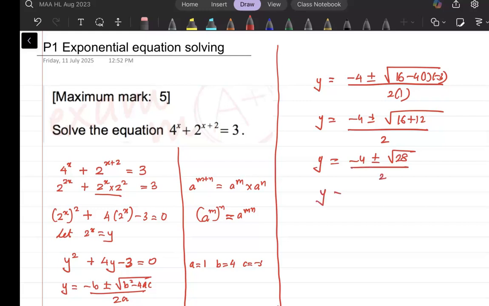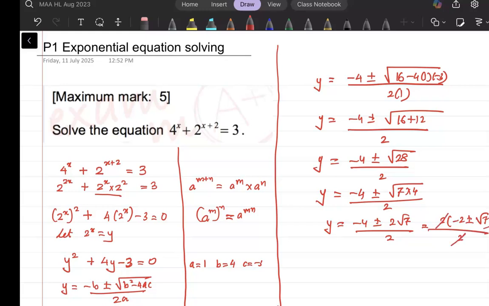You need to simplify this fully. Minus 4 plus or minus root 7 4s are 28 divided by 2. So y is equal to minus 4 plus or minus 2 root 7 divided by 2. You can take 2 common: 2 2s are 4, root 7 divided by 2. So this and this cancel. What I will be left with is y is equal to minus 2 plus or minus root 7.